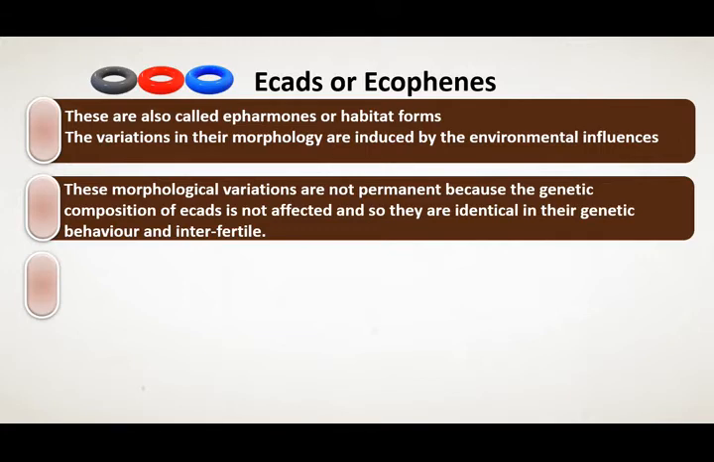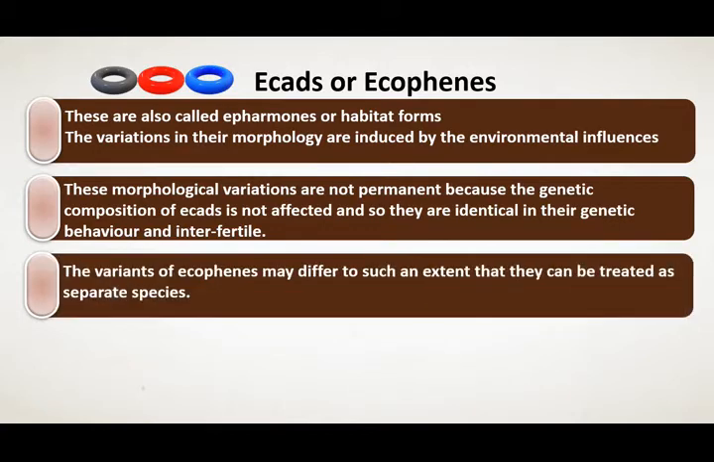If one type of ecad is transplanted into the environment of another type of ecad, the differences would disappear. The morphological variations are not permanent because the genetic composition of the ecad is not affected, and so they are identical in their genetic behavior and interfertile. That is, they can be crossed with each other. The variants of ecophenes may differ to such an extent that they can be treated as separate species.